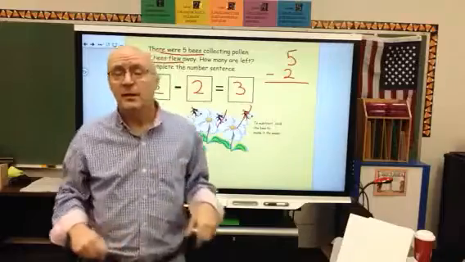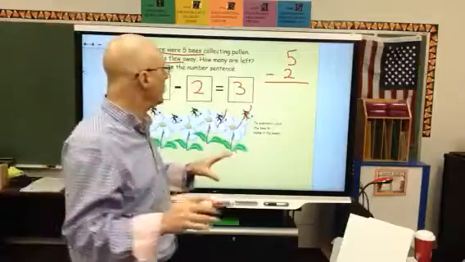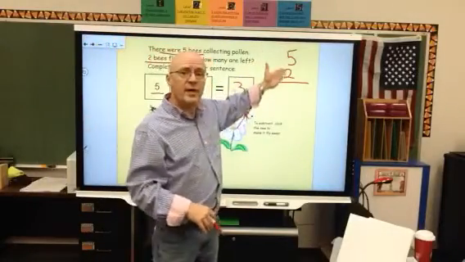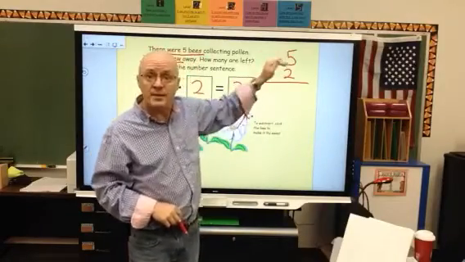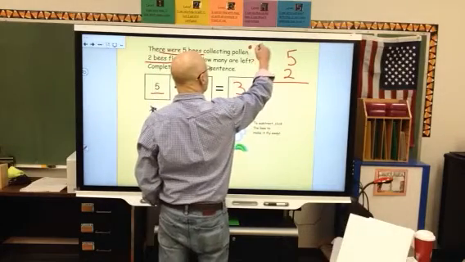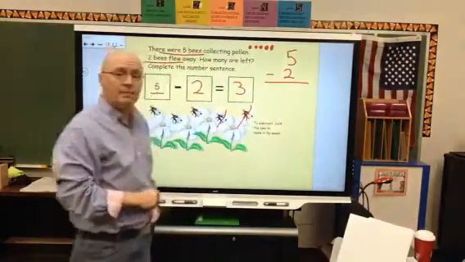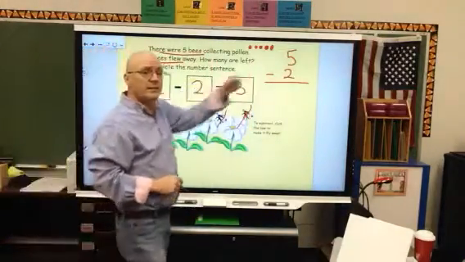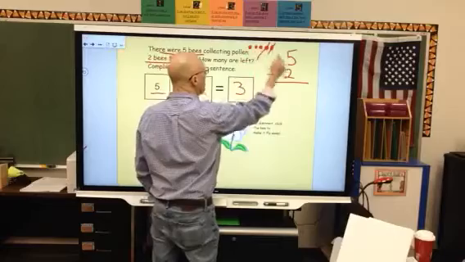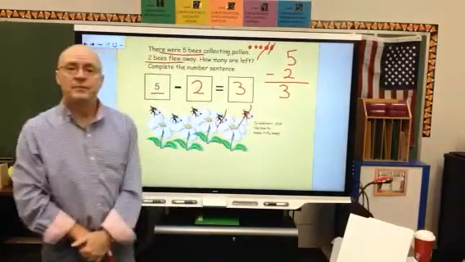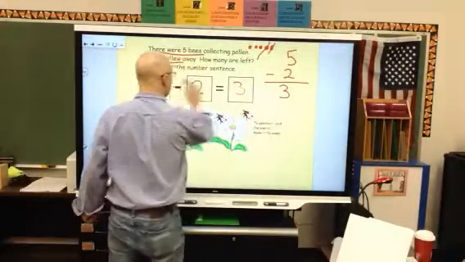Now sometimes there's not going to be a picture up there for you to work with, right? So you're going to have to make your own picture. So if we're given this and we're asked to find the difference, we're going to draw a picture of the number on top. 5. 1, 2, 3, 4, 5, right? And then we're going to take away this amount, 2, and you're going to count what's left. 1, 2, 3. The difference, or the answer, is 3. So 5 minus 2, the difference is 3. Okay?